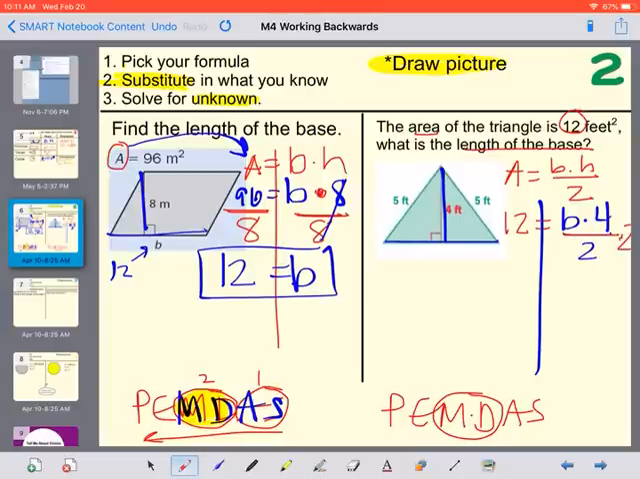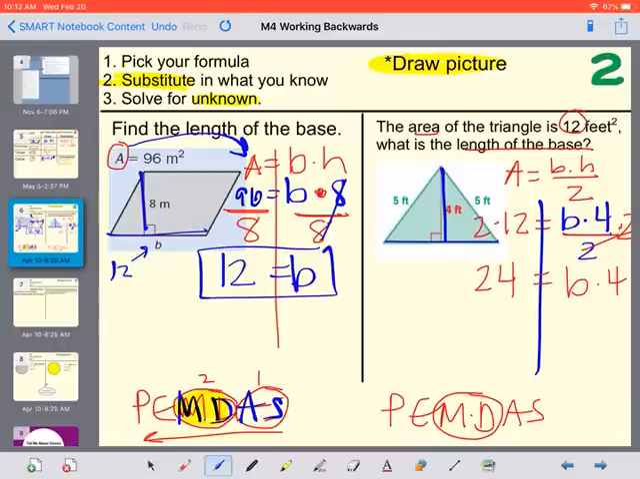So if we multiply by 2 here, multiply by 2 there, 2 divided by 2, top and bottom, these are inverses or opposites of each other. They cancel out. So we have B times 4 on one side, and 12 times 2 is 24 on the other side. The reason this 2 here canceled out is because this is really multiplied by 2, top and bottom. 2 divided by 2 is just 1, so they eliminate.